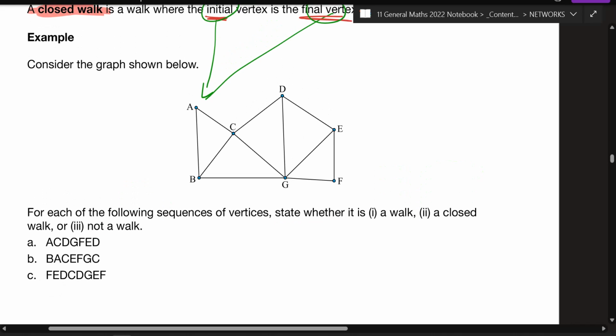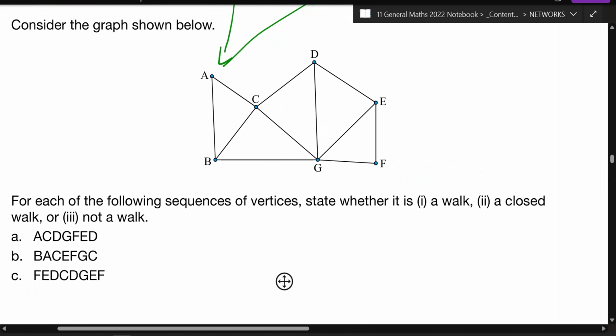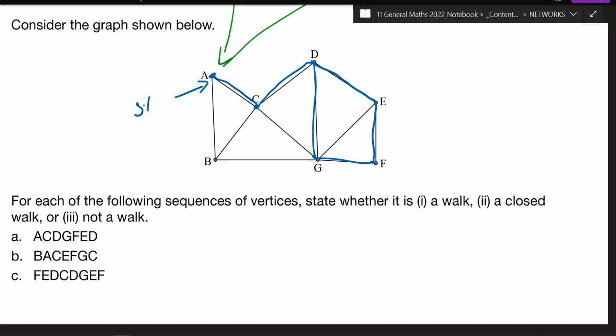Let's read the instructions. It's saying we need to go from A to C, and then C to D, and then D to G, and then G to F, and then F to E, and then E to D. So remember, this is the start, and we finished here. Okay, now tell me, what kind of walk is this? Is this just a regular walk? Is it a closed walk, or is it not a walk? Just a regular walk, good. Okay, it's a normal walk. Nothing too crazy, just go to these vertices.